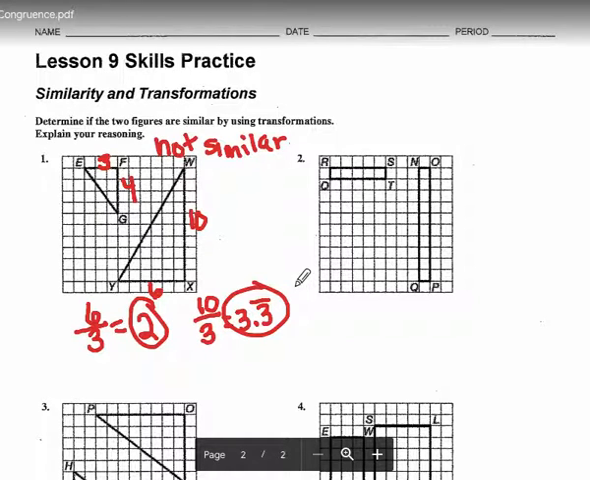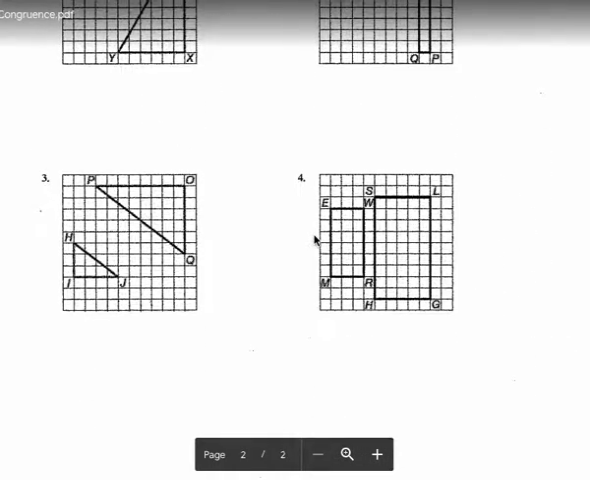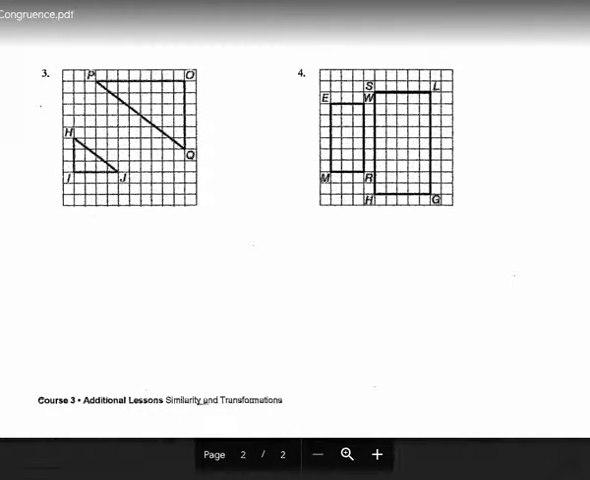Let's look at another example to see if our next example will be similar. Let's look at these triangles right below it, number 3. I'm going to count the side lengths that are horizontal and vertical. I'm going to start with the small one again. From H to I is 3 units, and from I to J is 4 units.